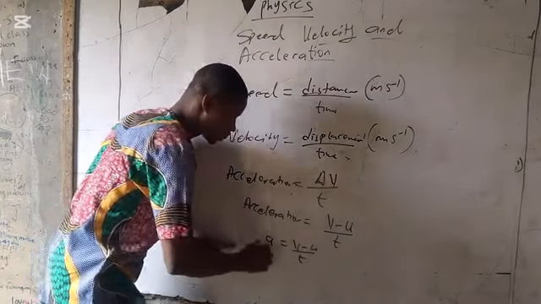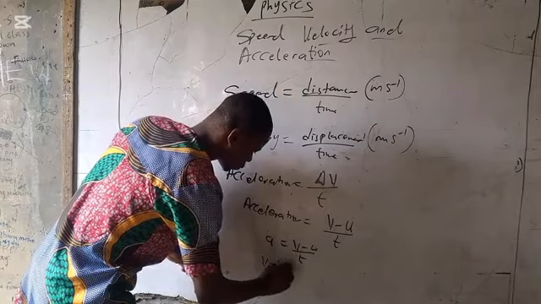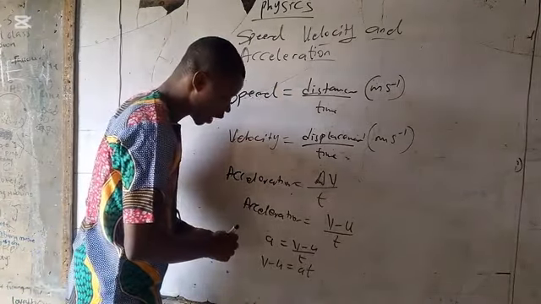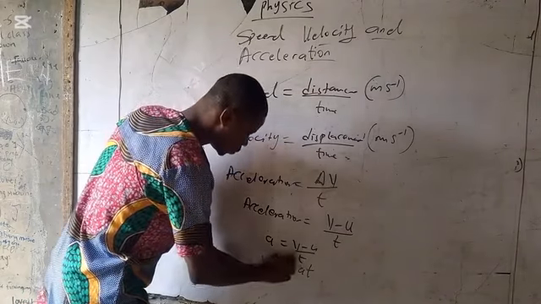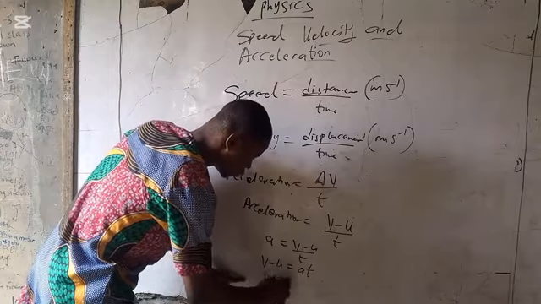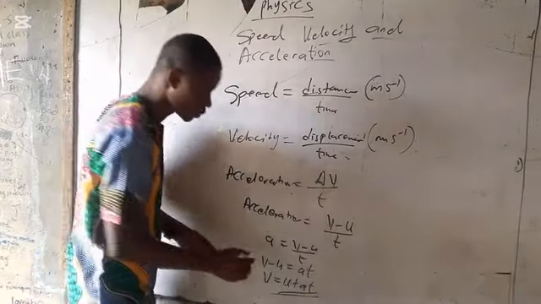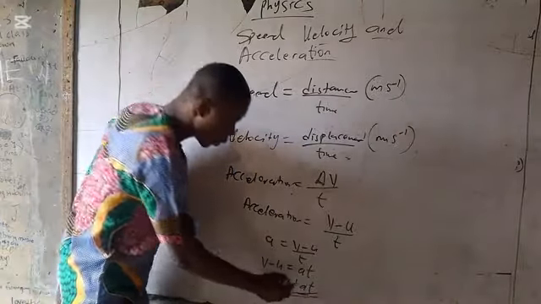So remember this: acceleration A equals V minus U over what? T. If I cross multiply, I have V minus U equal to what? AT. Okay, V minus U equal to AT. So if I move this U to the other side, I have V equal to U plus AT. Please, this is one of the equations of motion. Take note of it. This is how they derived it.